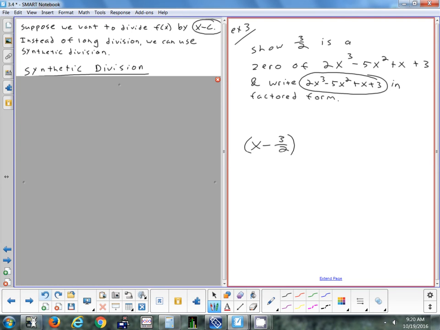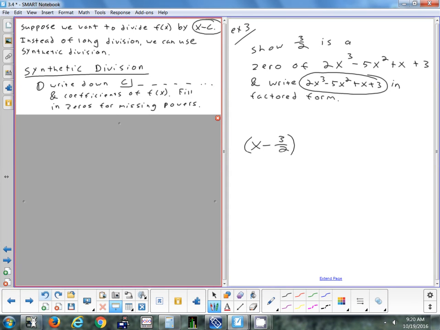Okay, so any questions on the approach I'm going to take? If I show that x minus 3/2 is a factor, in other words, when I divide it, I get a remainder of 0, that proves 3/2 is a root. Same thing. All right, so now I'm going to show you how to do synthetic division.